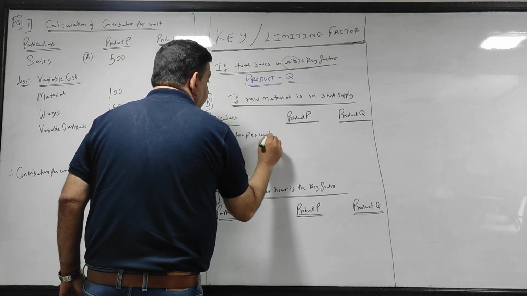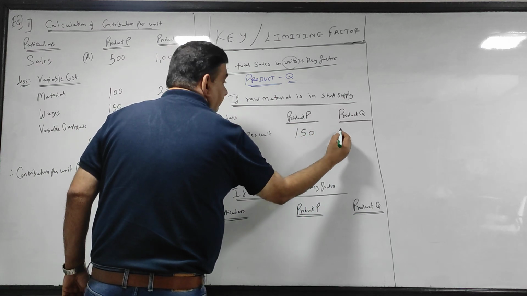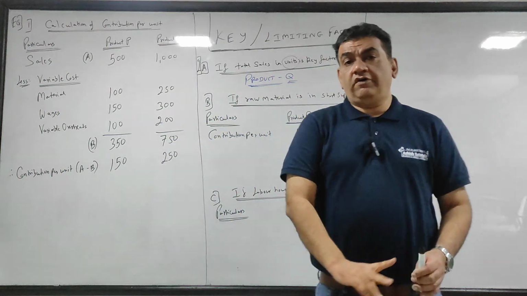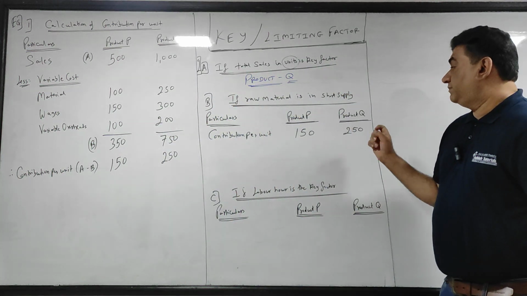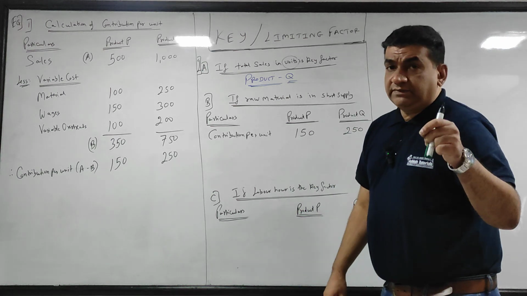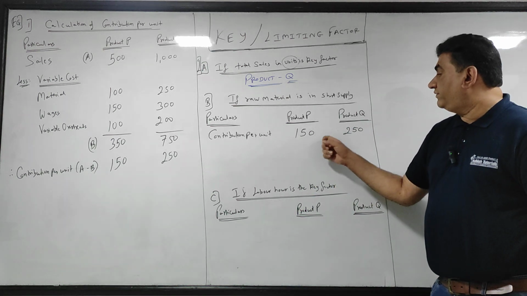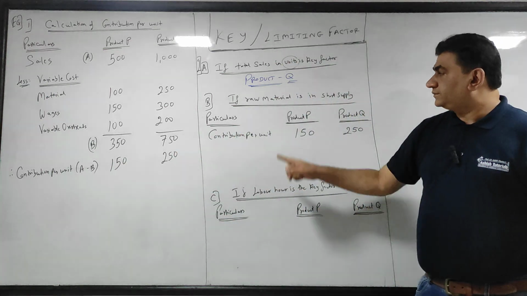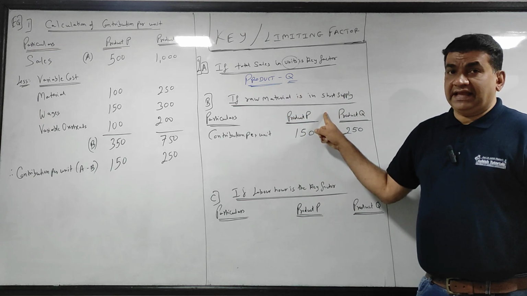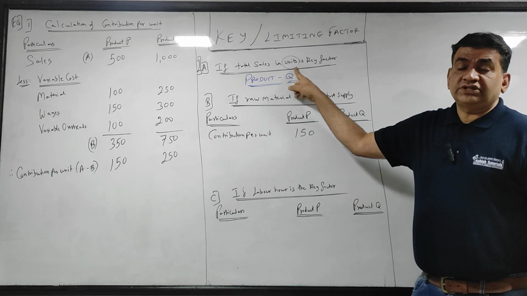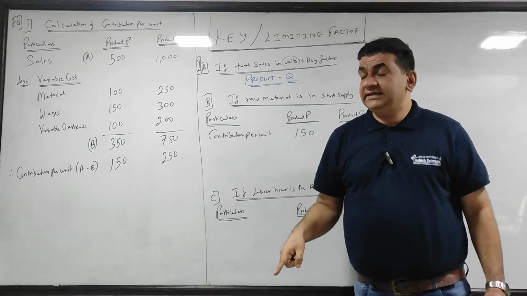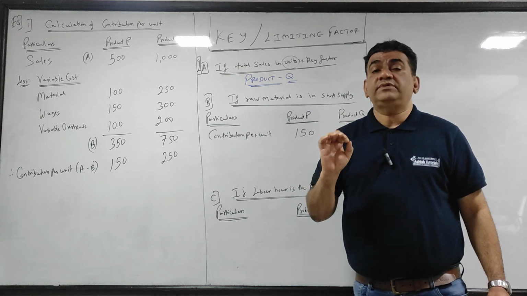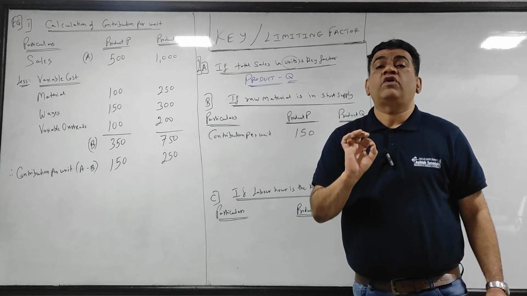Contribution per unit will be the base for the entire part. Contribution per unit of product P is 150, product Q is 250, already what we calculated here. Now guys listen, material is in short supply. Where units were in short supply, we took contribution per unit. Here raw material supply is short, so we will take the contribution per kg of raw material.